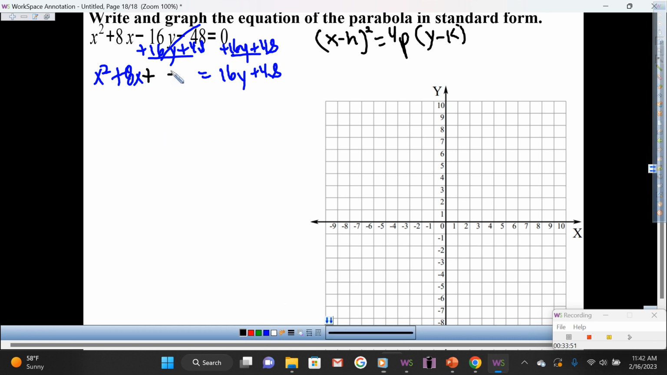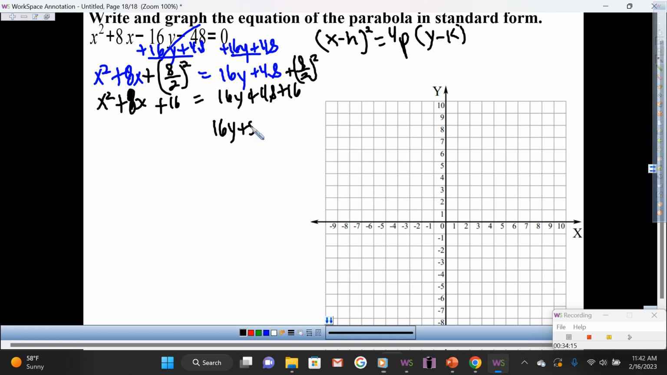All right. To each side, 8 over 2 squared, which is 16. So we got x squared plus 8x plus 16 equals 16y plus 48 plus 16. Simplify the right side. 16y plus 64 equals x squared plus 8x plus 16. Hands, have you got it right there? Okay. Continue, Joel.